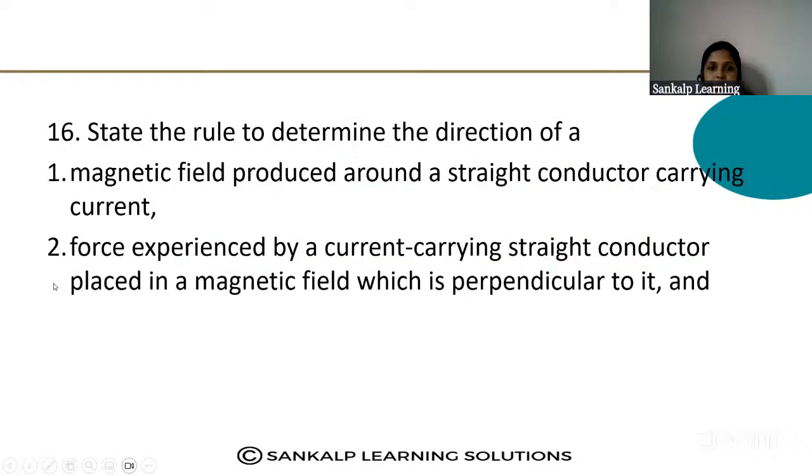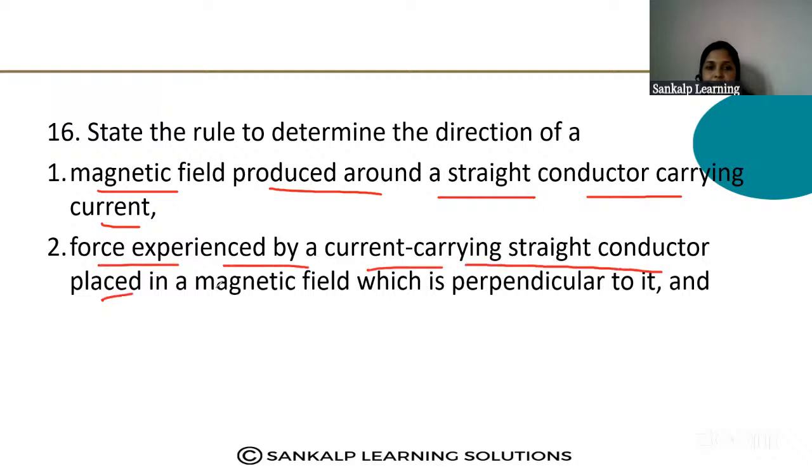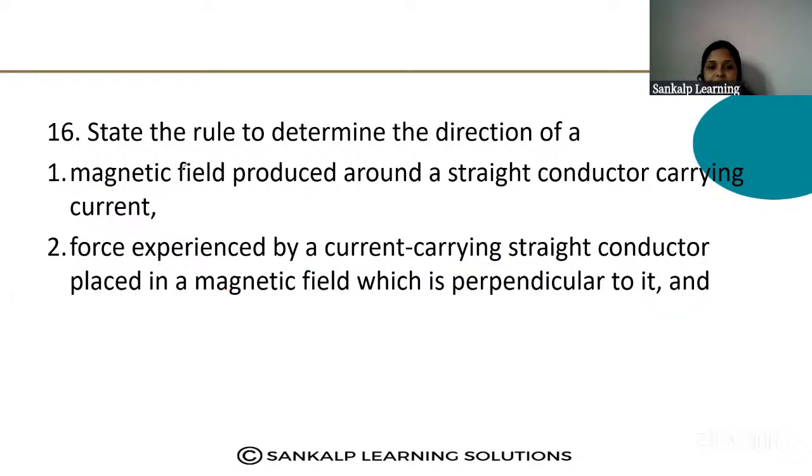Next question. State the rule to determine the direction of a magnetic field produced around a straight conductor carrying current, and the force experienced by a current carrying straight conductor placed in a magnetic field which is perpendicular to it. Here, first one, read the sentence properly. Magnetic field produced around a straight conductor carrying current.